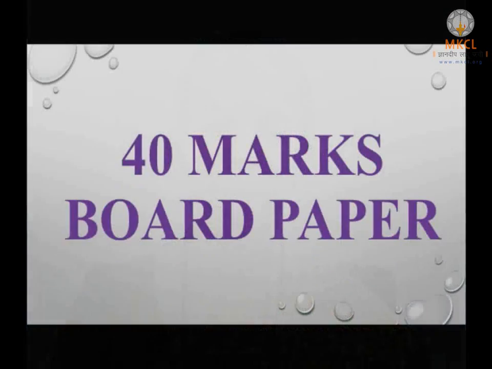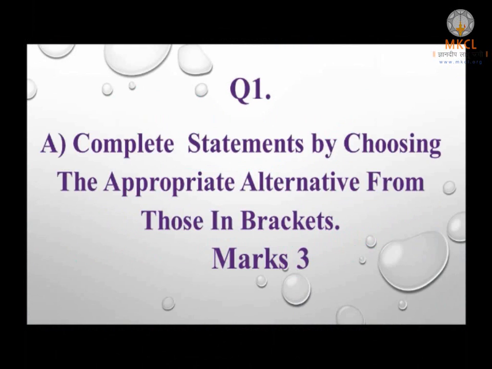Question 1 is, complete the statements by choosing the appropriate alternatives from those in brackets. Marks are 3. And these marks are like the cash crop of your history paper. These marks really are very, very needed for every student. Why? Because only one word is there and alternatives are readily given. So out of these 3, one correct and nearest correct alternative has to be chosen.